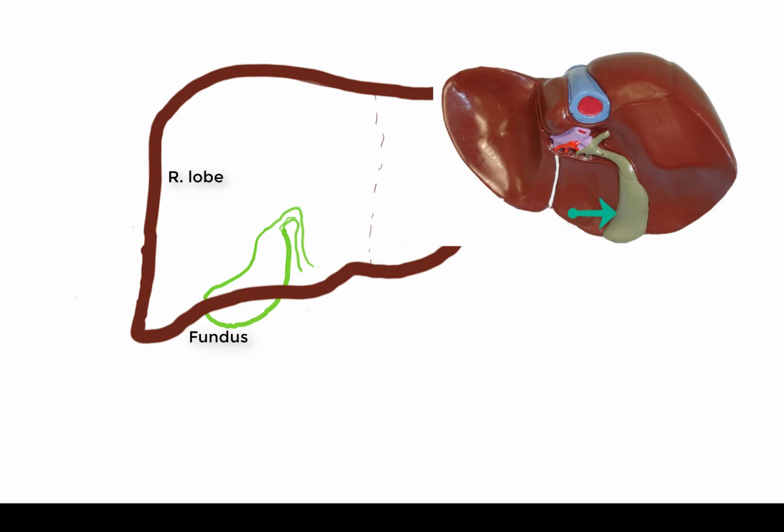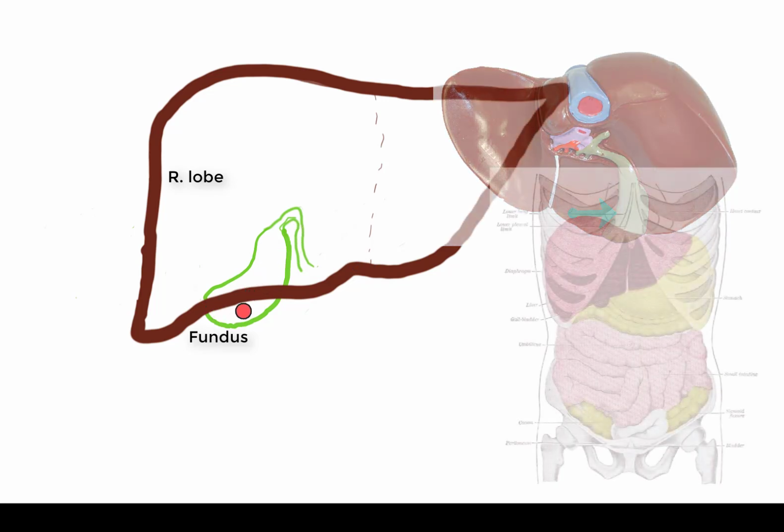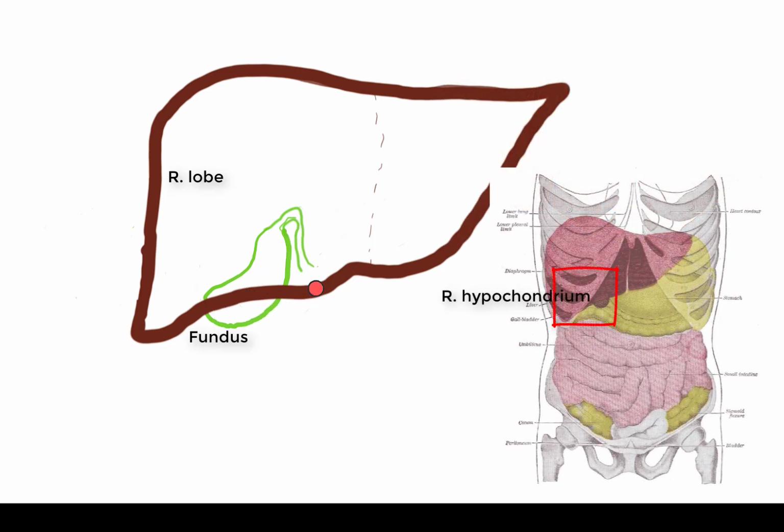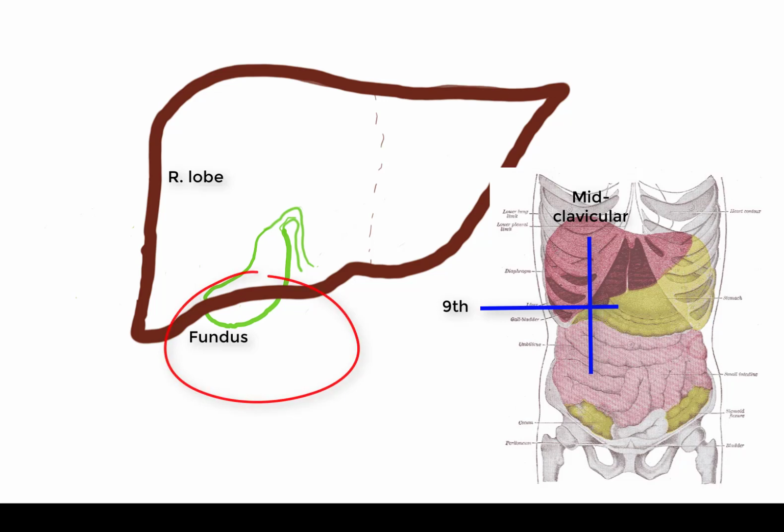The fundus of the gallbladder lies in the right hypochondrium and extends beyond the inferior border of the liver, and is thus in contact with the anterior abdominal wall. This is the point where the tip of the ninth costal cartilage meets the vertical line, the midclavicular line, and it is the point of tenderness in cases of gallbladder disease on the anterior abdominal wall, what we call Murphy's sign.